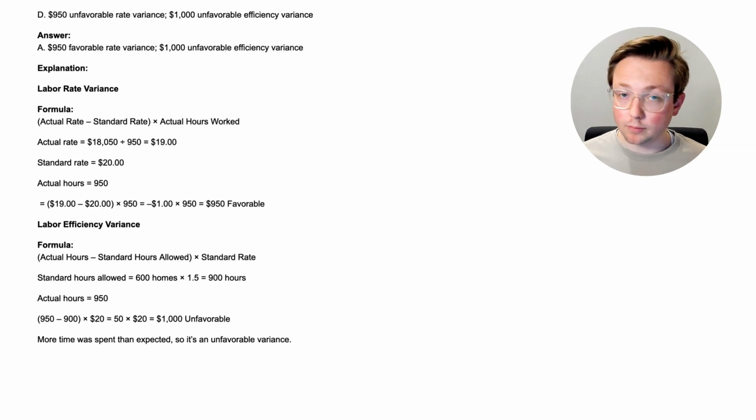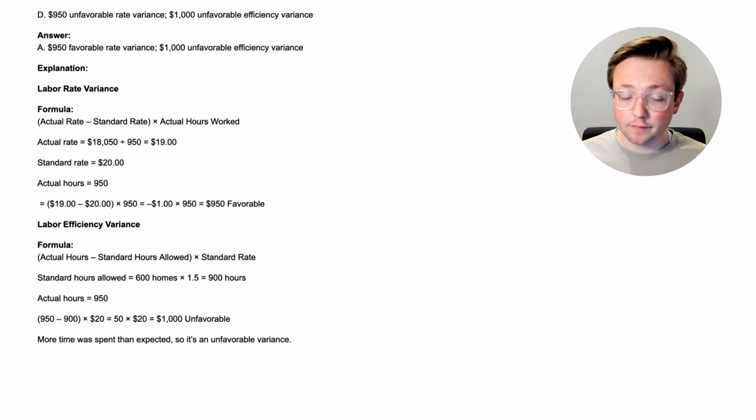That gives you a negative $1 multiplied by the 950 hours, and that gives you a $950 favorable variance. And that's favorable because, again, it took them 950 less hours than it typically does. And that's a good thing because it cost them $950 less than they were expecting, than the standard. Because, again, the actual rate was less than the standard rate.